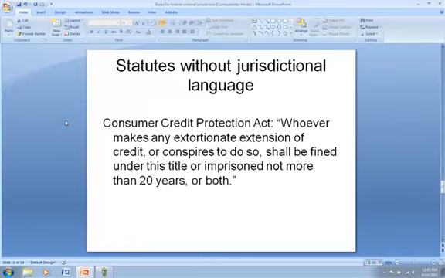Finally, we have some statutes that contain no jurisdictional language at all. And one example of that, again mentioned in your reading, is the Consumer Credit Protection Act, which was enacted in the 1960s and makes it a crime to make any extortionate extension of credit under any circumstances, any extortionate extension of credit at all. No need to show an effect on commerce in an individual case. No need to show the crossing of state lines. Nothing like that.